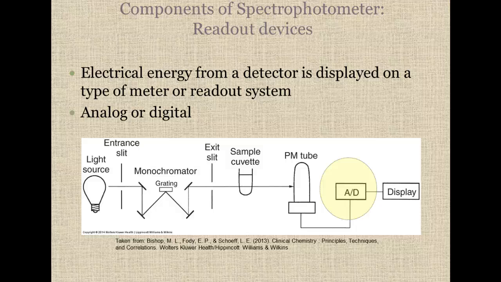The electrical energy from a detector is displayed on a type of meter or readout system, which could be analog or digital. On the campus that I teach at, there are both. I've got 2 analog and 2 digital. Students always seem to fight over the digital one. The analog just has a bar that moves back and forth to tell you what the absorbance might be.